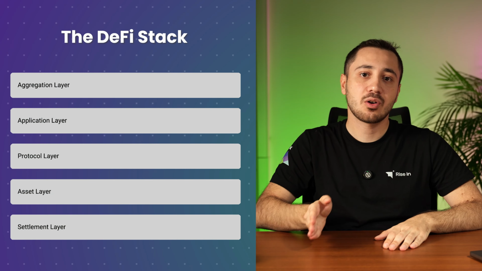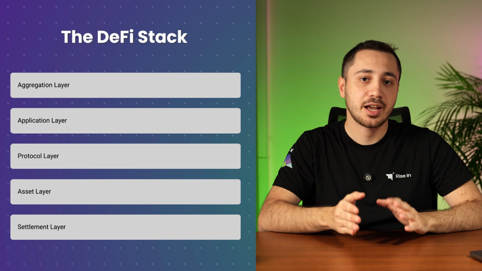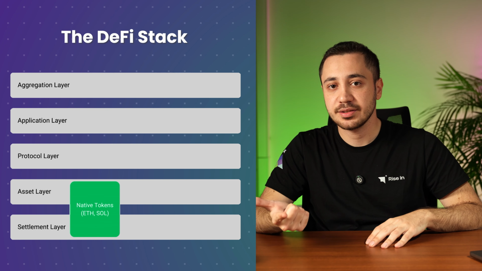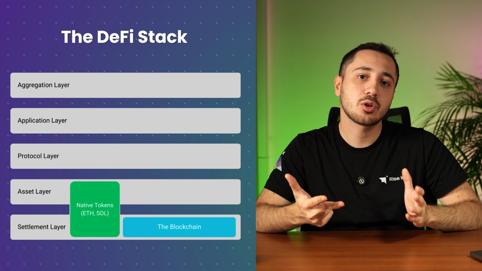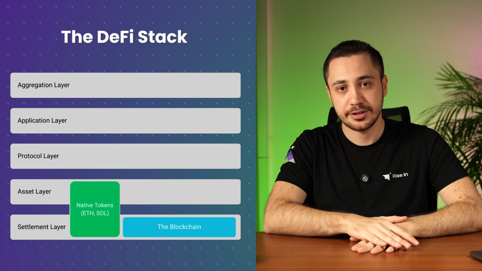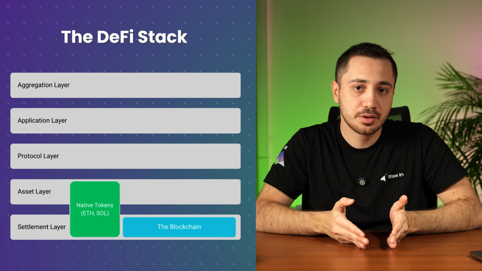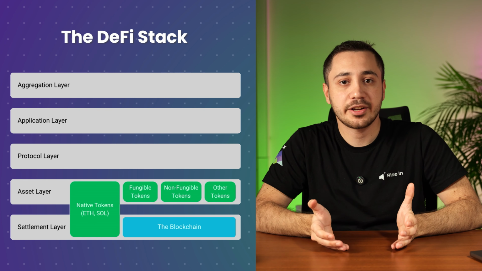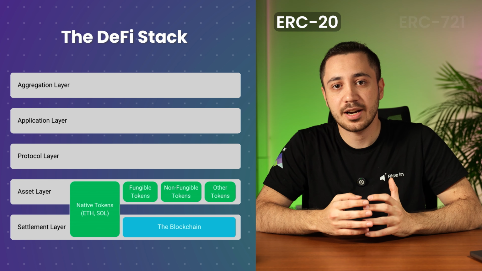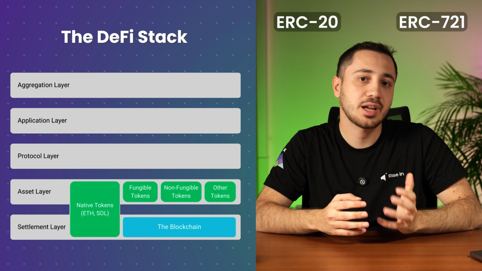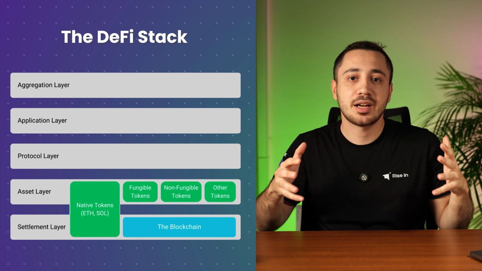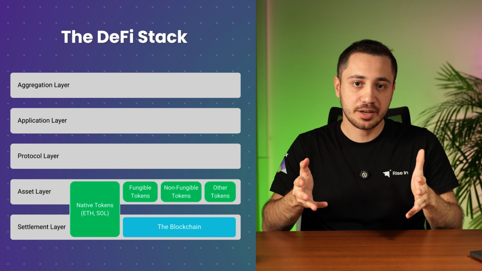The DeFi stack consists of 5 layers, and at the bottom we have the settlement layer. The native token, transactions, and the blockchain that holds the log of these transactions are here. On top of the settlement, we have the asset layer. This layer includes both the native token and all other assets, like ERC-20, which is a standard for fungible tokens in Ethereum, or ERC-721, which is the standard for non-fungible tokens, which we will explore in a minute. There are more standards than I can name, but these two are sufficient for now.